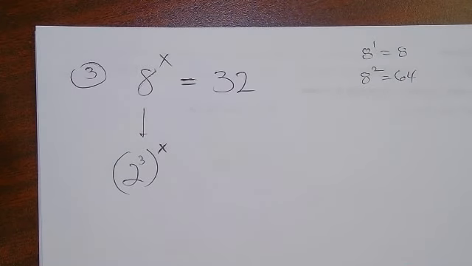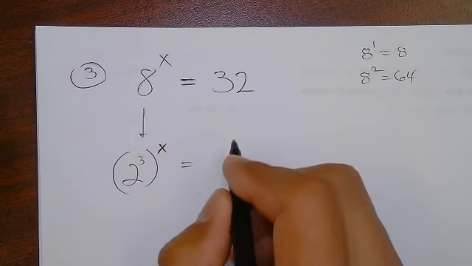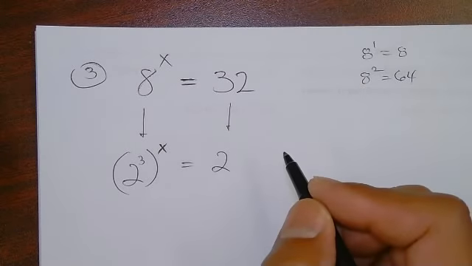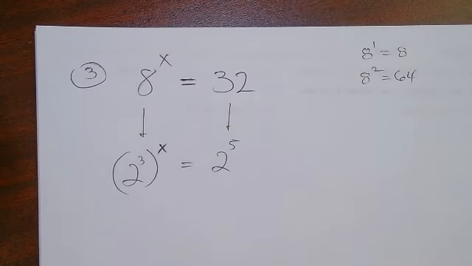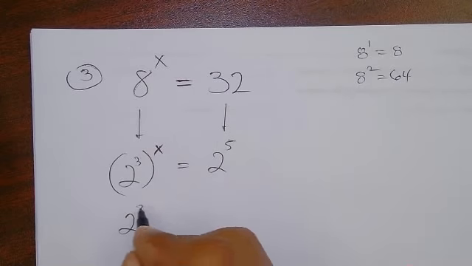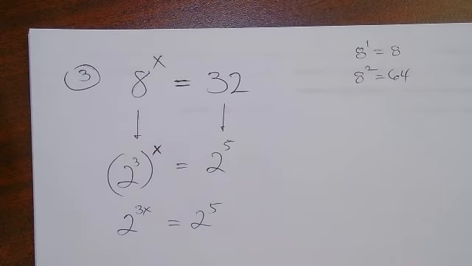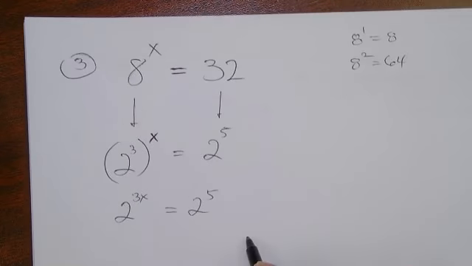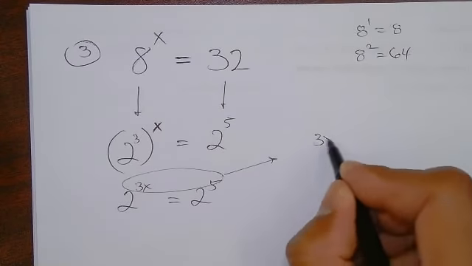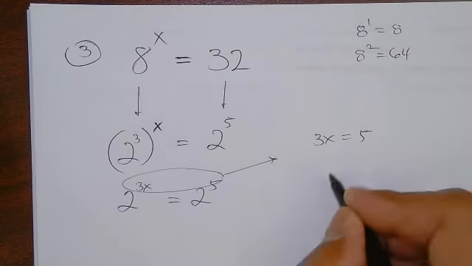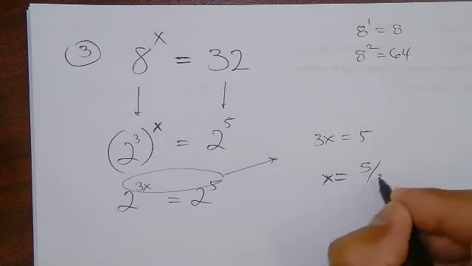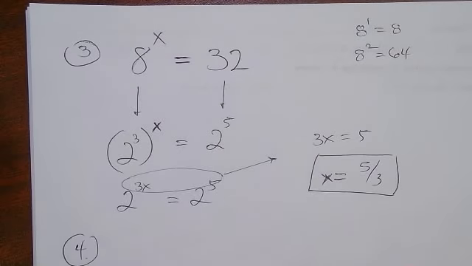And this is going to be 32 is 2 to the power of what? 5. Okay, so you guys can finish this. 2 to the power of 3x equals 2 to the power of 5. Solve 3x equals 5. Yeah, sometimes you'll get fractions. Okay, you're gonna get x equals what? 5 over 3. Okay, do number 4.